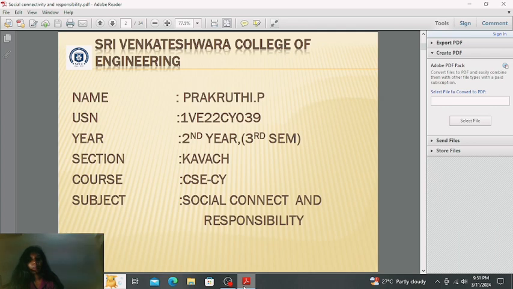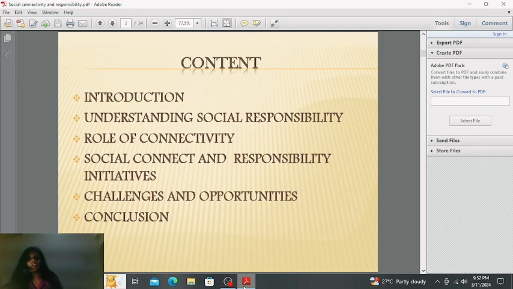I'm a second year computer science engineering student studying in Sri Venkateshwara College of Engineering, and today I'm here to give a presentation on the topic social connect and responsibility. So today I'll be discussing understanding social responsibility, the role of connectivity, social connect and responsibility initiatives which were taken in our college, and also the challenges which we face in this social connect and responsibility, and the opportunities which we get through this.